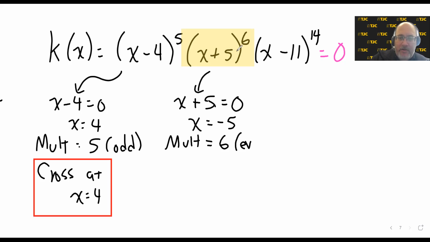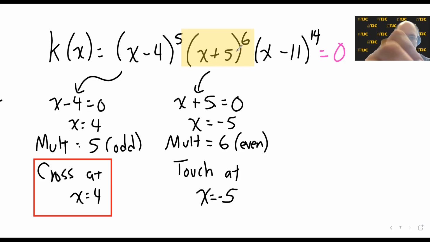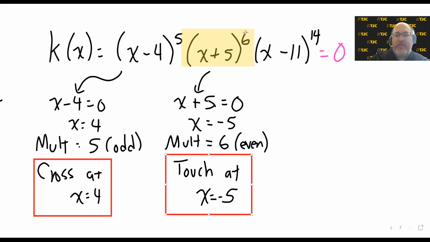That is even. And when your multiplicity is even, you touch the x-axis. In this case, we touch at x = -5. Again, we can go into Desmos, sketch this function, and verify it, and you'll see that the graph touches at x = -5.